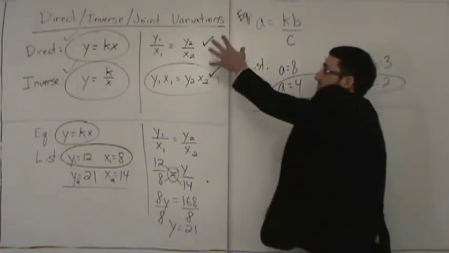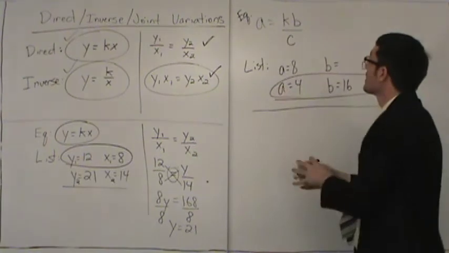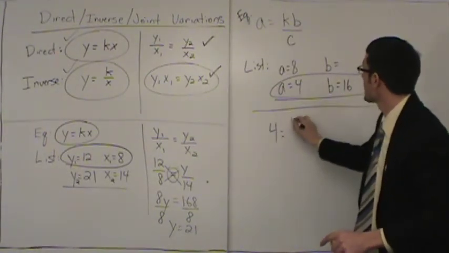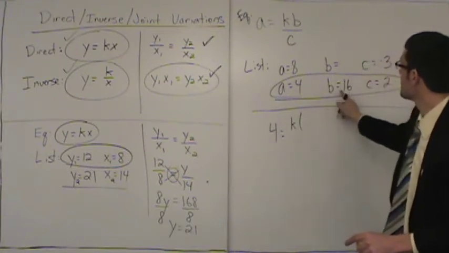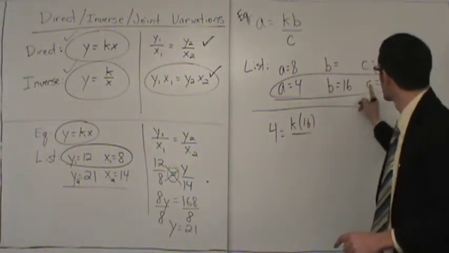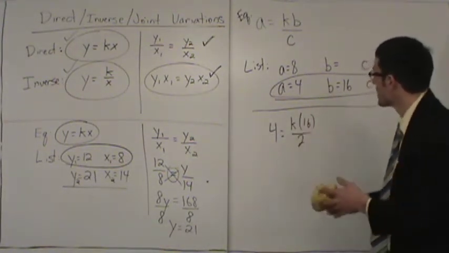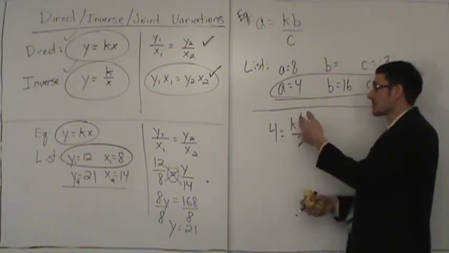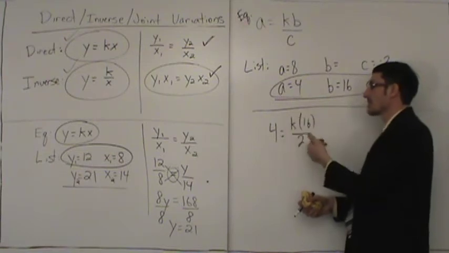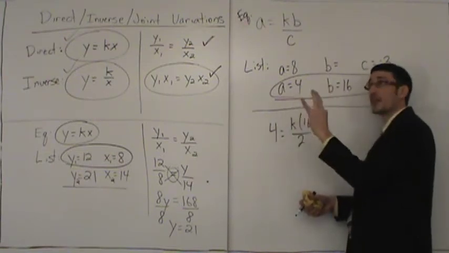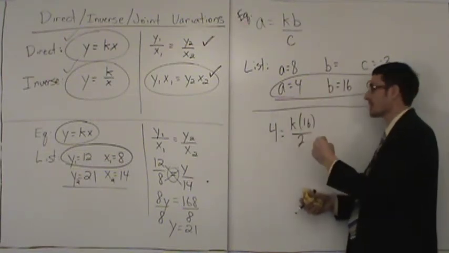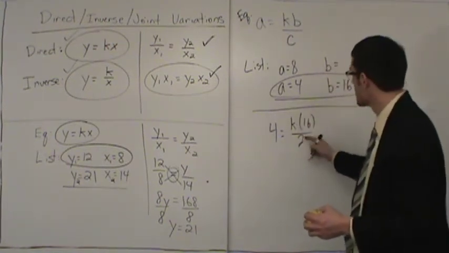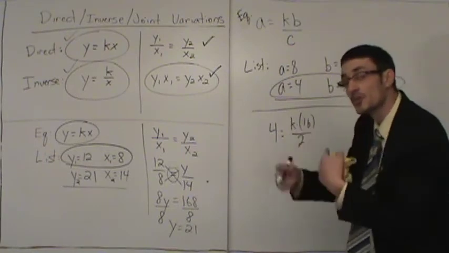I'm not going to give you the other equation for this. So put in 4 for A. So 4 equals K times B, which is 16, over C, which is 2. Now, notice we have K being multiplied by 16 and K being divided by 2. So we have to get rid of both. Let me say it again. If it's being multiplied, we divide. If it's being divided, we multiply. So K is being multiplied by 16, so we divide by 16. K is being divided by 2, so we multiply by 2.